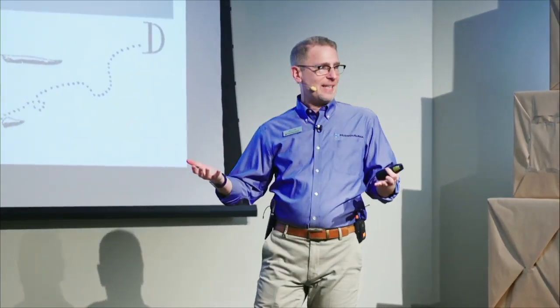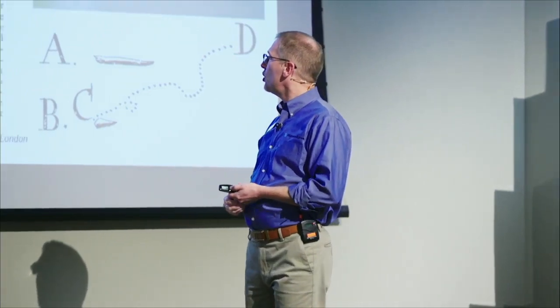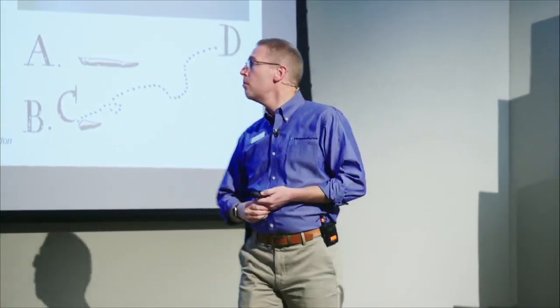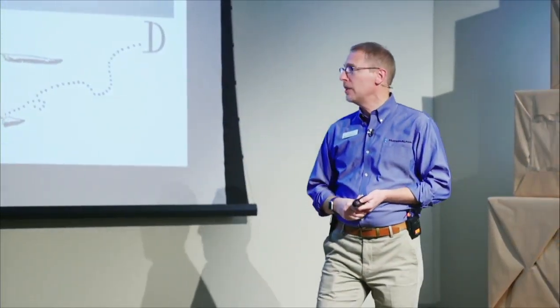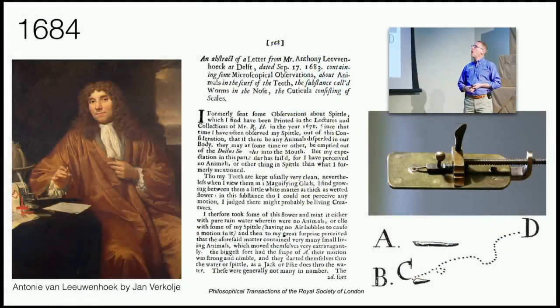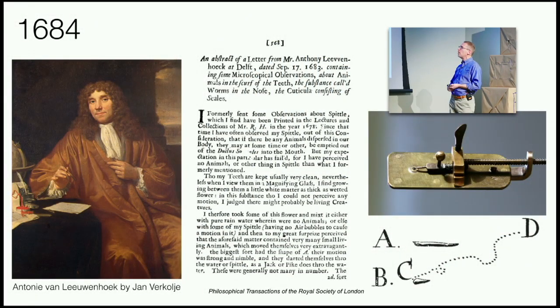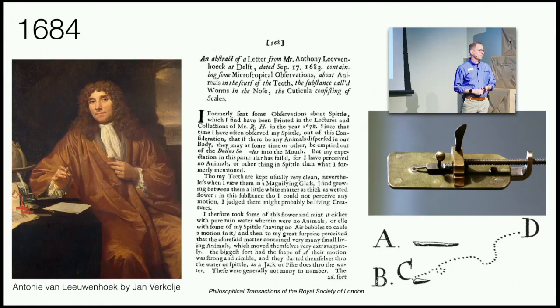"which moved themselves very extravagantly. The biggest sort had the shape of an A. Their motion was strong and nimble, and they darted themselves through the water or spittle as a jack or a pike does through the water." Those are fish.